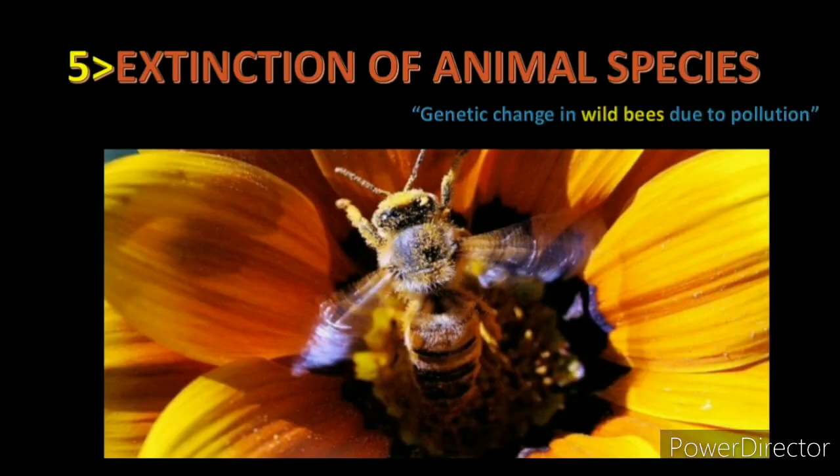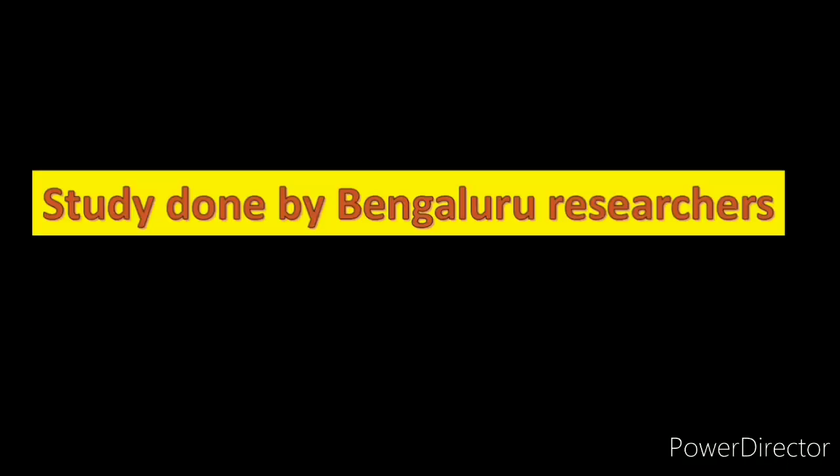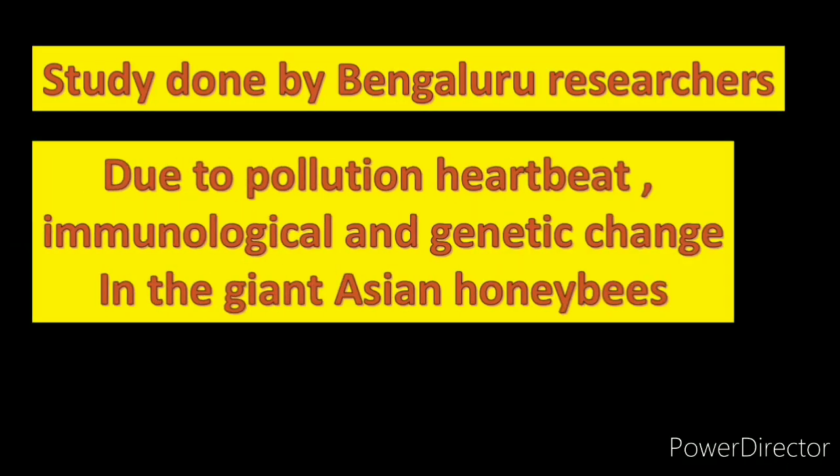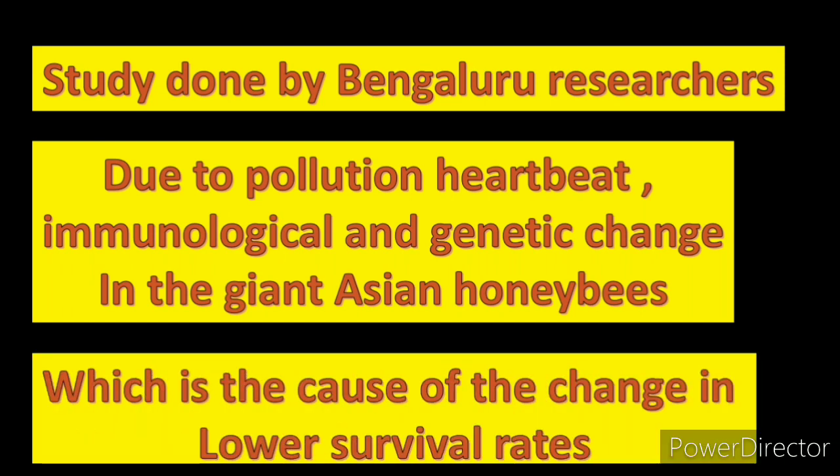So number 5 is extinction of animal species. Let's have an example of genetic change in wild bees due to pollution. This is very recent research done by researchers in Bangalore. Due to pollution, there are heartbeat, immunological and genetic changes in the giant Asian honeybee, which cause lower survival rates.